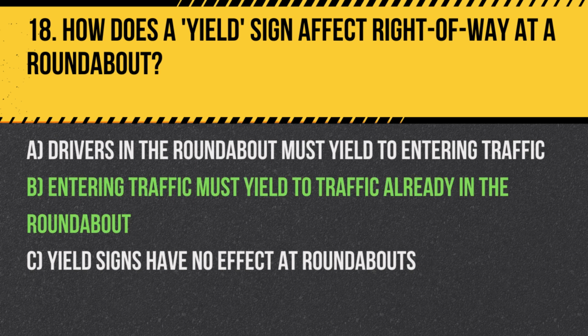Answer: B. Entering traffic must yield to traffic already in the roundabout. This rule helps maintain smooth and continuous traffic flow within the roundabout.